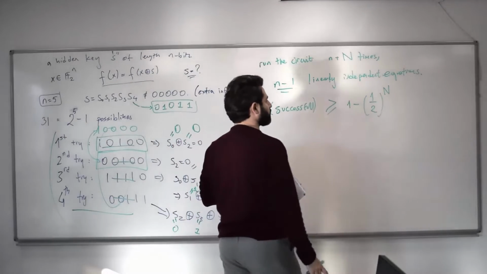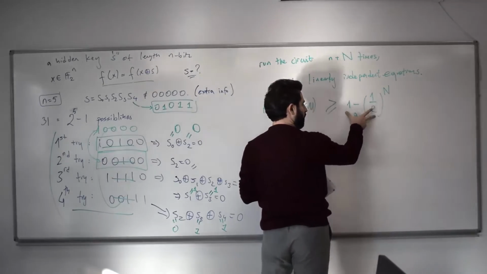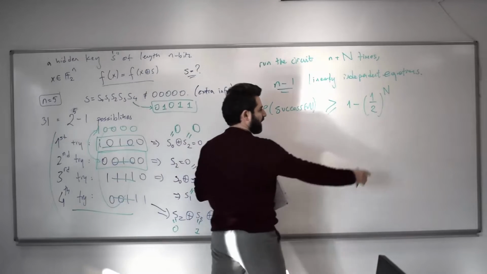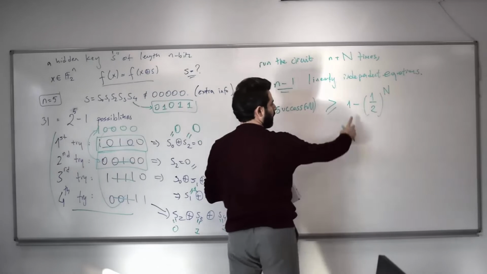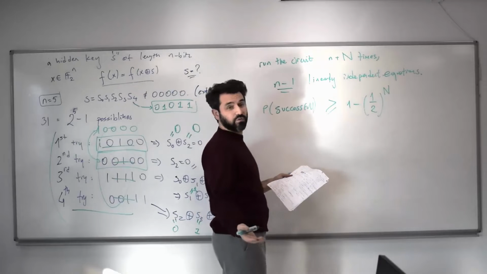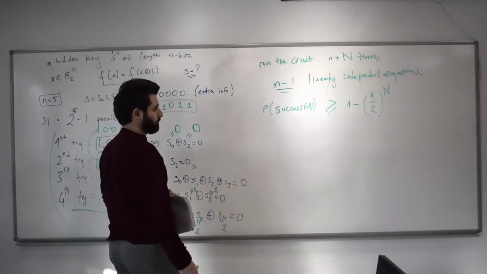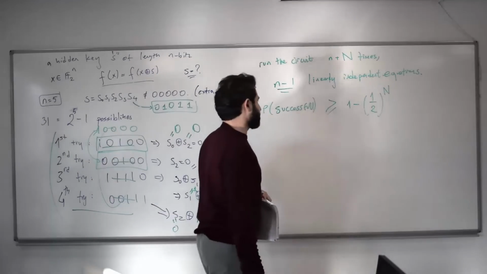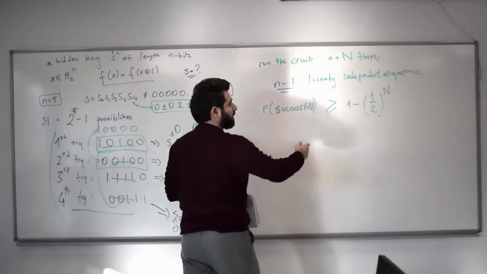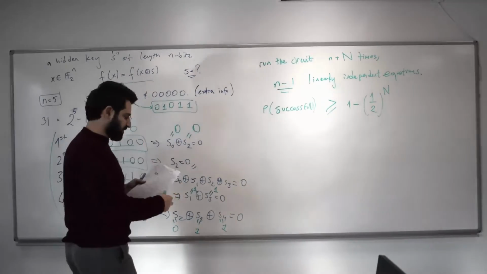So if N goes to infinity, that means this will go to 0. 1 minus 0 is 1, so your success probability is going to go to 1. If N is 0, that means 1 minus 1 is 0. Your success probability is greater than or equal to 0, but that is actually what you already know. That doesn't give us much to think about. So, apparently from this equation we know that as the number of queries increases, the success probability can be better bounded with a bigger number. Okay? So your success probability increases.